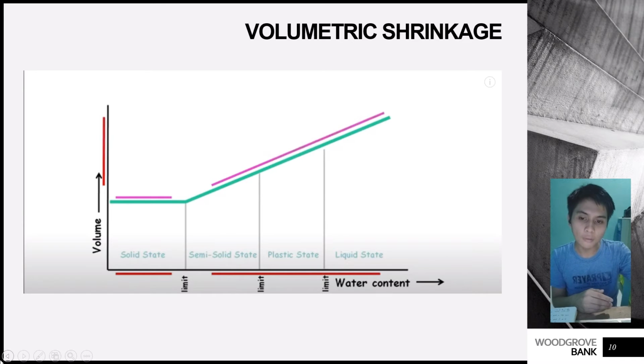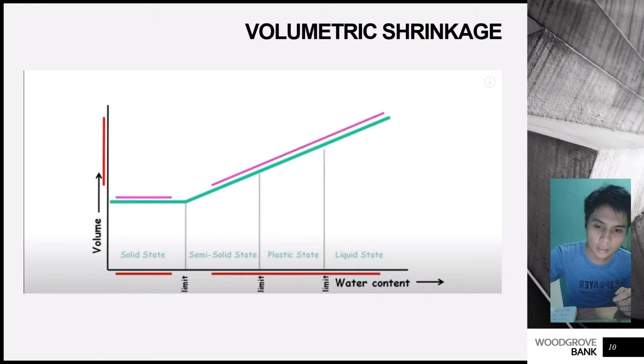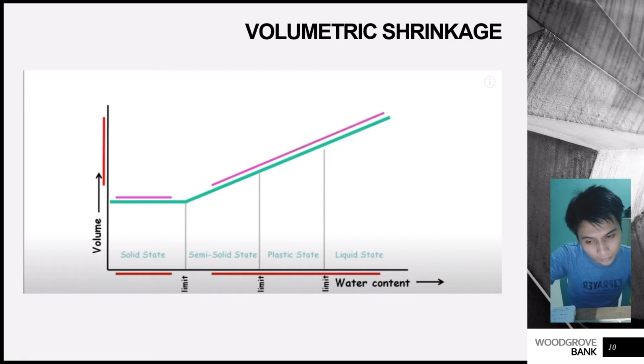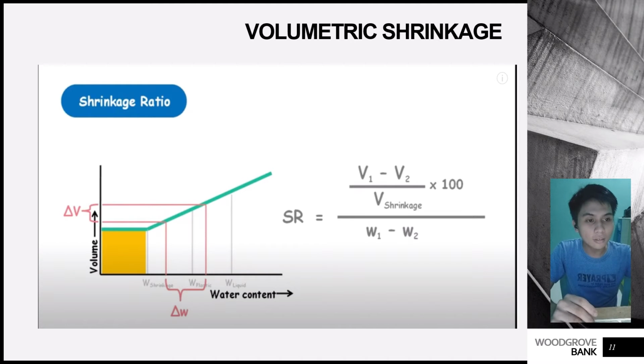So let's move on to the graph of the volume change over the water content change. As you can see in this graph, as the volume increases, the water also increases. At first, if the volume of the soil or the material does not pass through the shrinkage limit, it only remains in a solid state. However, if it passes through the shrinkage limit, it becomes a semi-solid state, plastic state, and also liquid state. So this graph shows the relation between the volume change and the water content change, which implies that as the volume increases, the water content also increases.